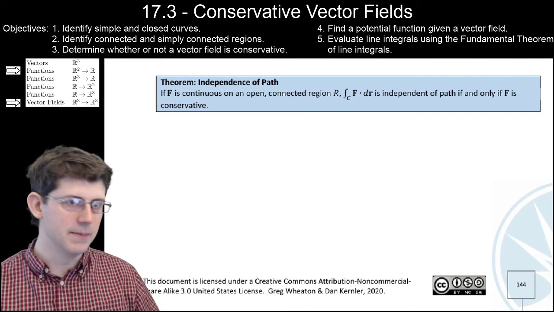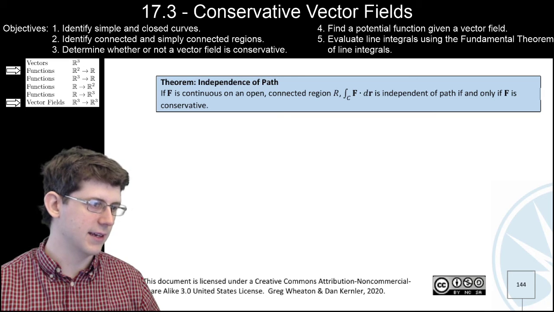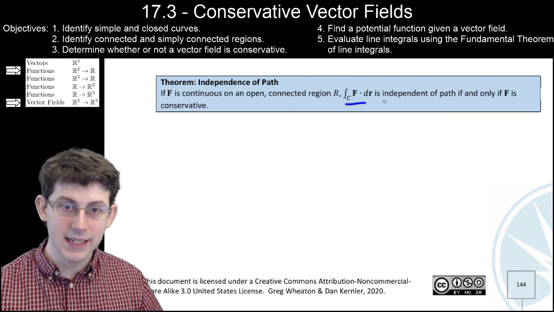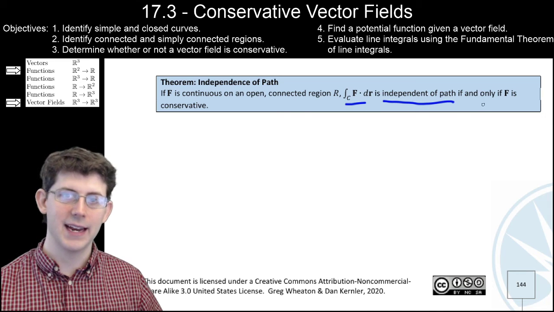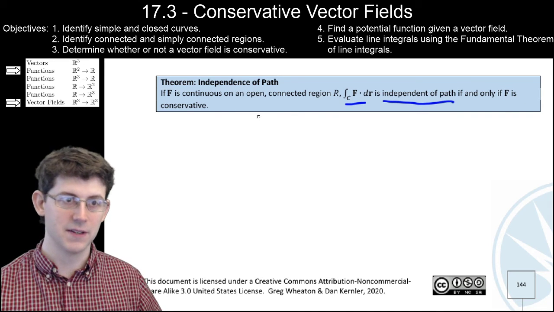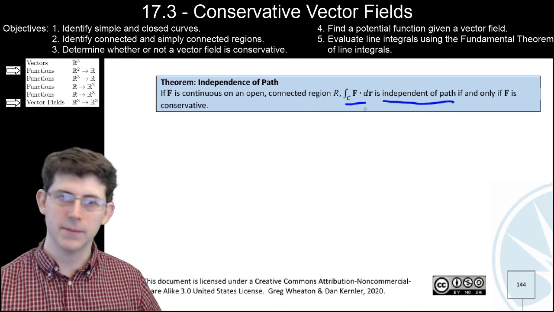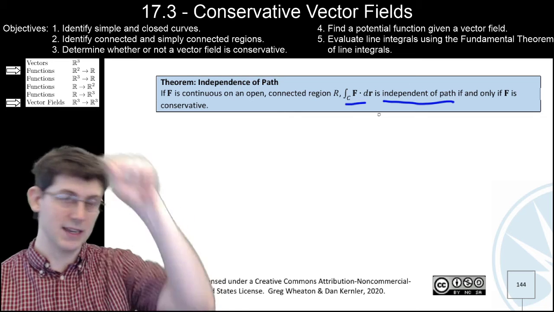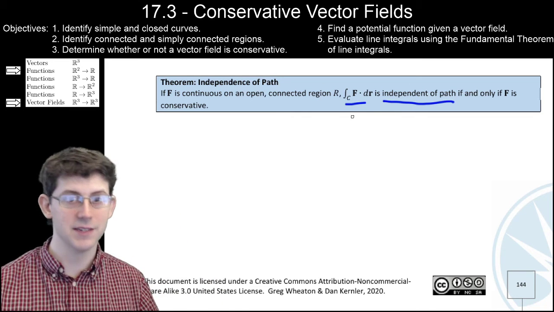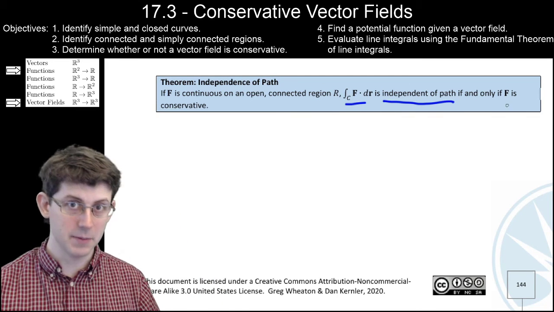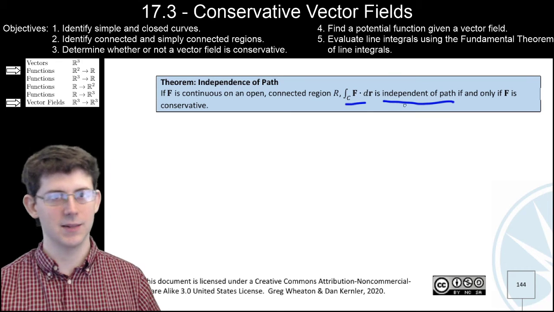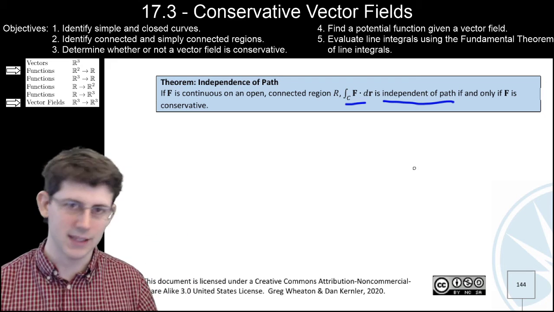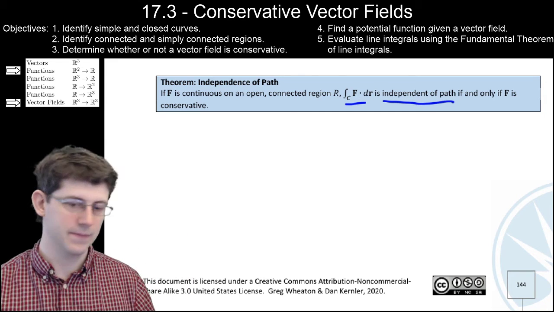Okay, so here's our theorem. Our theorem is that the work done by a vector field is independent of path if and only if F is conservative. So if the work done by your field happens to be independent of path, then you know there's a potential function out there. And if you have a potential function, then the work done is independent of path. This is great. It's kind of like the summary of what we've done here.